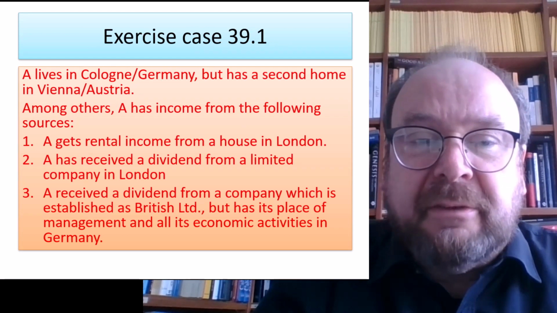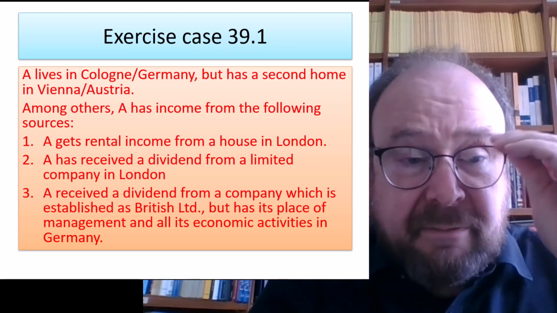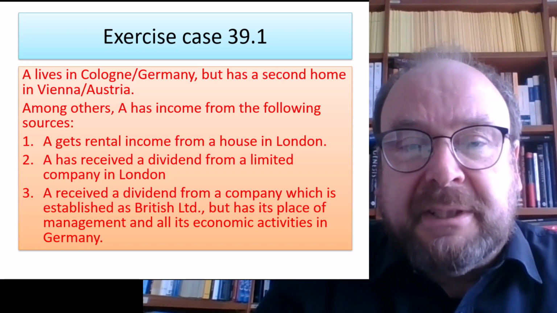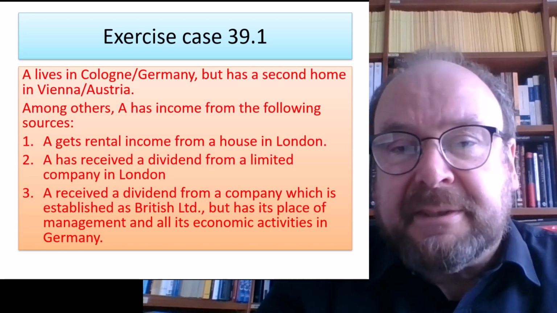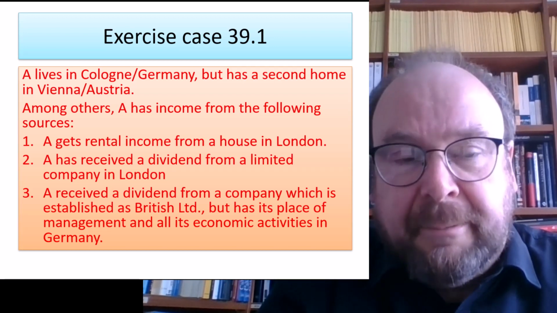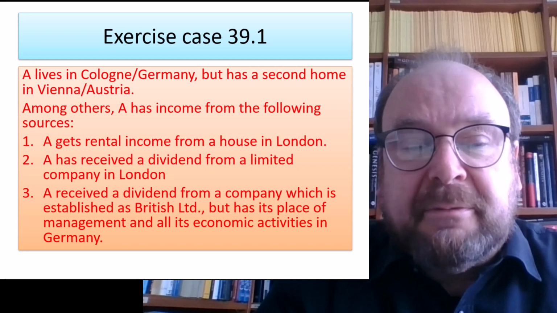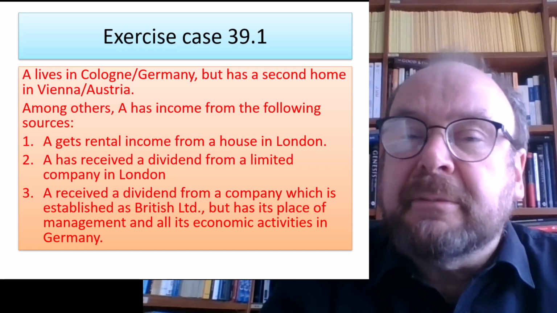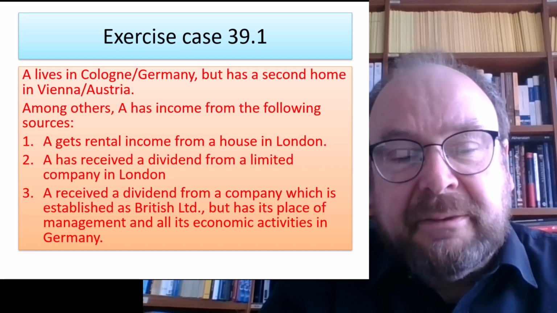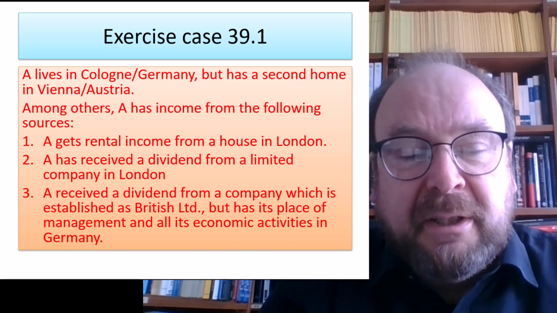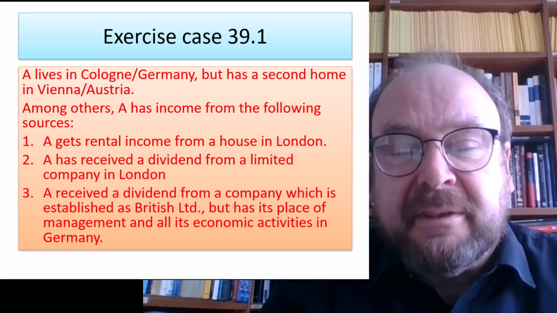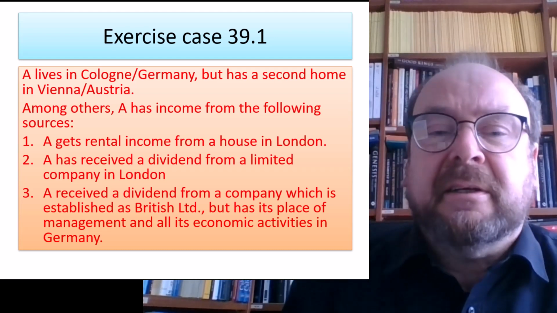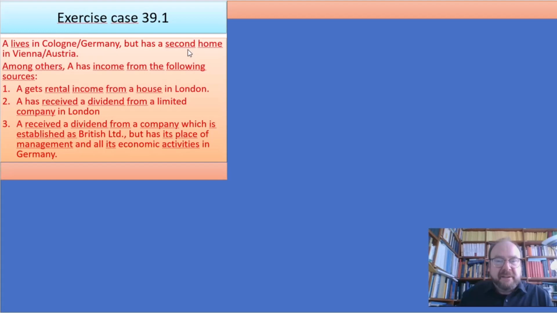A lives in Cologne in Germany, but he has a second home in Vienna in Austria. However, to be examined is the treatment under the double taxation treaty Germany-UK. Among others, A has income from the following sources. He gets rental income from a house in London. He has received a dividend from a limited company in London, and he received a dividend from a company which is established as a British limited but has its place of management and all its economic activities in Germany.